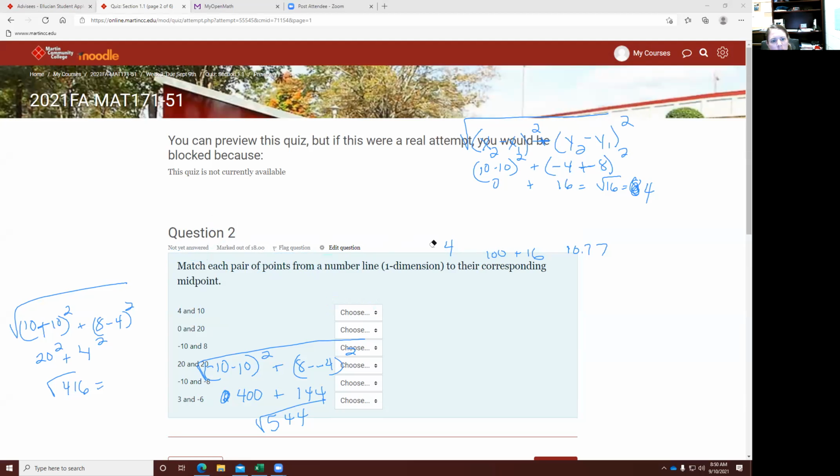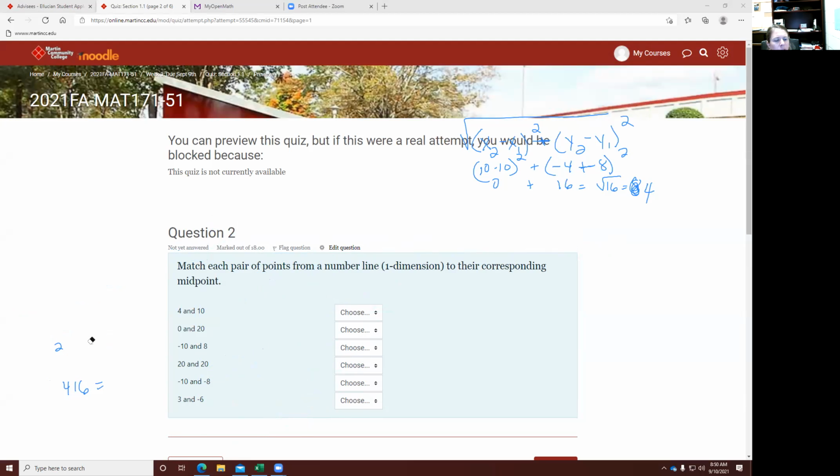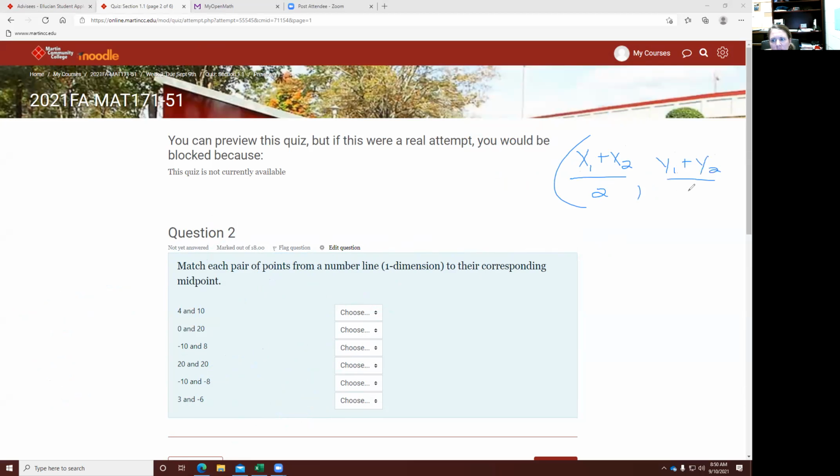All right, the next question was going over midpoints. And remember, the midpoint formula from the videos is the average of something, or the middle, which means you're going to end up dividing by 2. So that means you take your x's and you add them together and you divide by 2, and take your y's and you add them together and divide by 2. Now this one is just giving you 1 dimension. So that means we're just looking at 2 of the numbers.